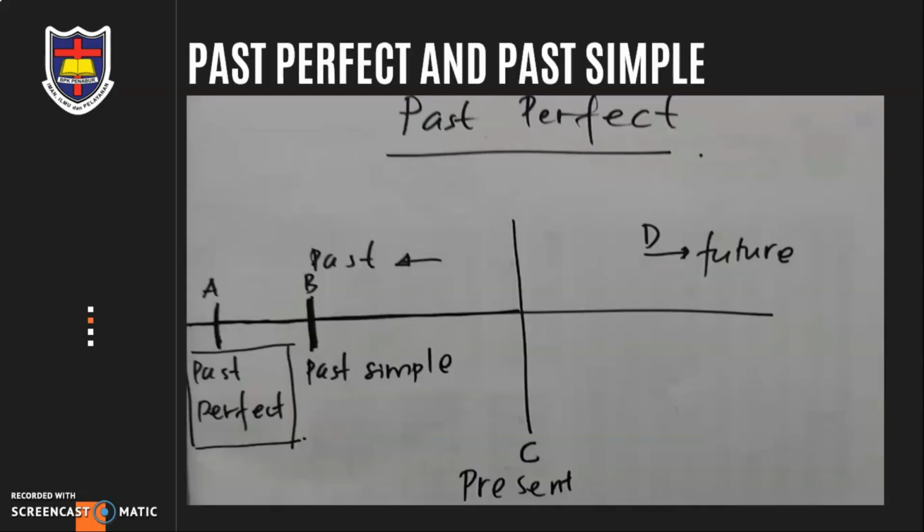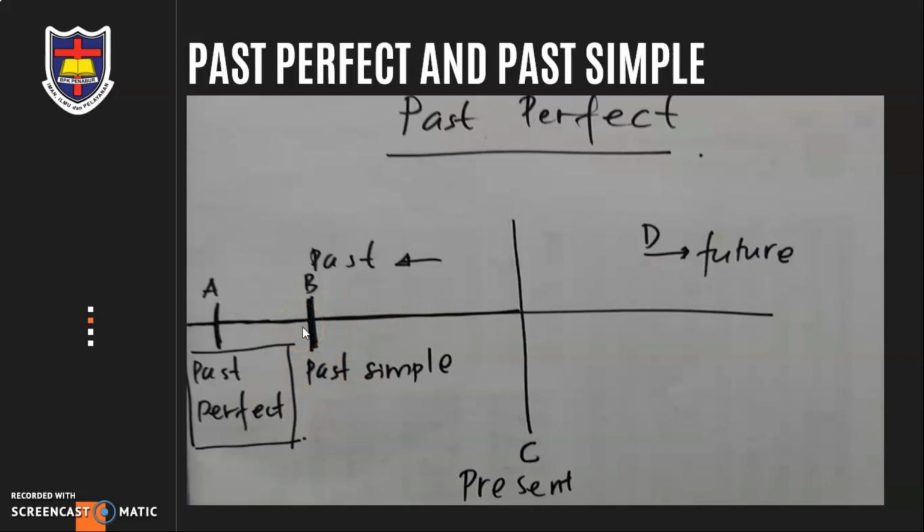Okay, next. Here is the grammar line to help you understand past perfect and past simple. As you can see in the picture, there are 4 points: A, B, C, and D, and we are in C, present time. In front of us we have D, future. One step behind we have B, past simple, and then the second step before now, on point A, we have past perfect.